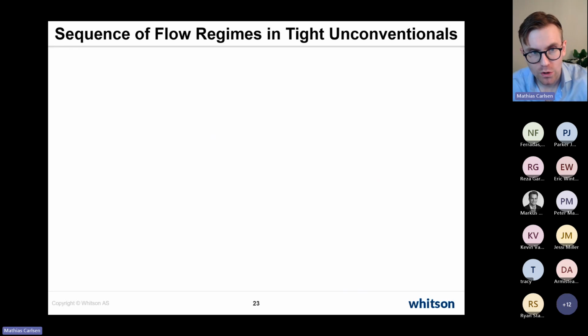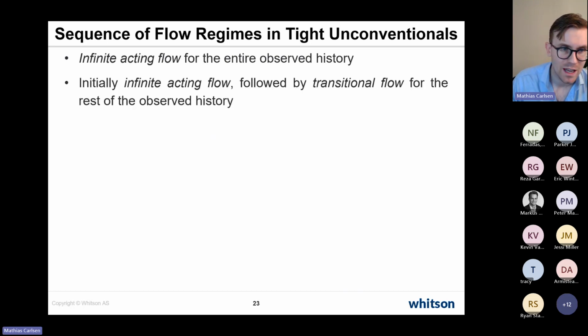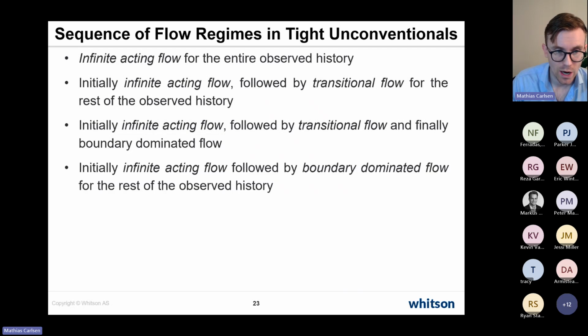That's the sequence of flow regimes. So if you take those three combinations, I think you can only have seven different sequences of flow regimes. It's either infinite acting flow for the whole observed history, else it's infinite acting flow followed by transitional flow, else it's infinite acting flow followed by transitional flow, and then finally boundary dominated flow, as we saw now.